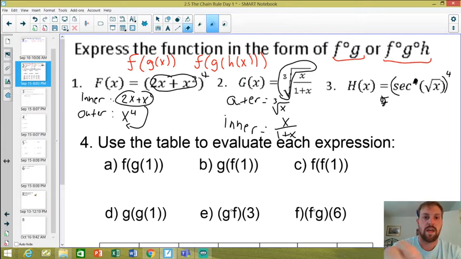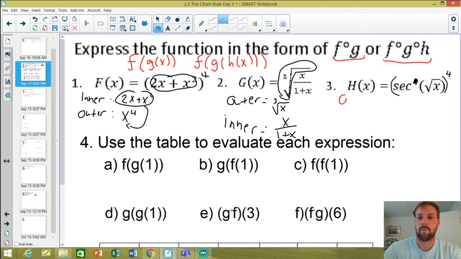So what we do is we actually have a bunch of functions. Let's start with the outer. I think that'll be easier. The outer function, I think you can clearly see, is that we're doing some quantity raised to the 4th power. Okay, some quantity raised to the 4th power.